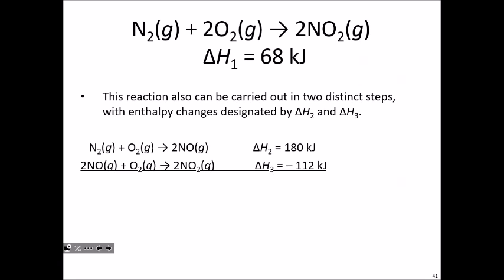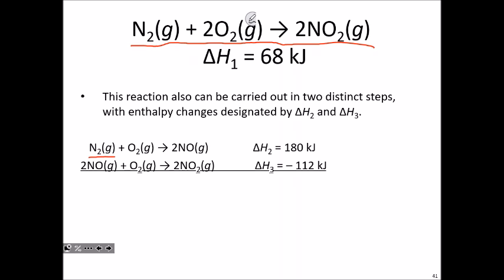So what we want is to get that overall reaction at the top out of our series of steps. So you look at the overall reaction. Where's the nitrogen? That's the first reactant. In our series of steps, do we have a reaction where nitrogen's a reactant? Yes, it's right here. Okay, that matches up.